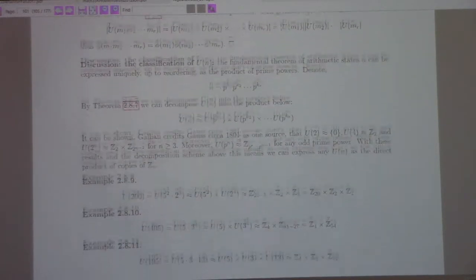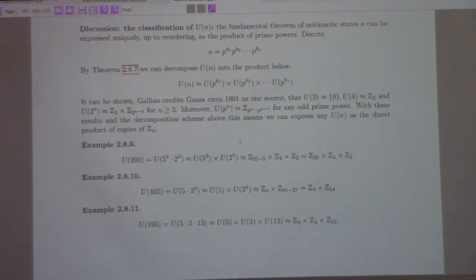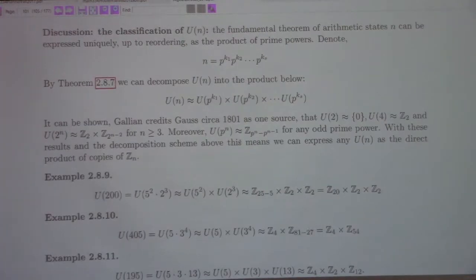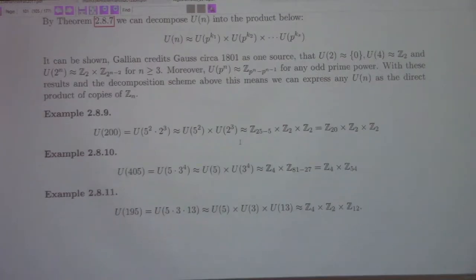Great, so here are some actual examples, finally. If you wanted to find how many units there are in 200, what you could do is find the prime factorization of 200, which is 5 squared times 2 cubed, right? Those are relatively prime, so it's isomorphic to that. And then remember, oh, yeah, now I've forgotten some fine print.